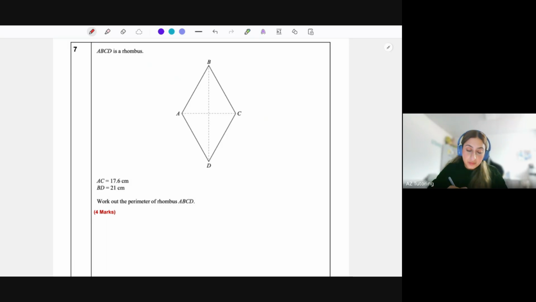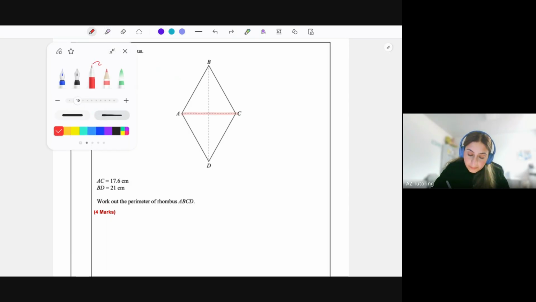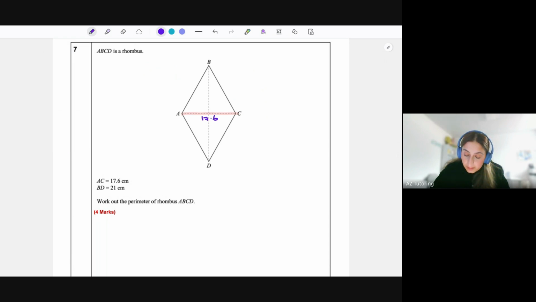So first, let's work out what's given to us. A to C, I know this. A to C is 17.6 centimeters. B to D is 21 centimeters. Now it says work out the perimeter. So to find out the perimeter, we need to work out this length plus this length plus this length plus this length. So perimeter is all the exterior lengths added up.